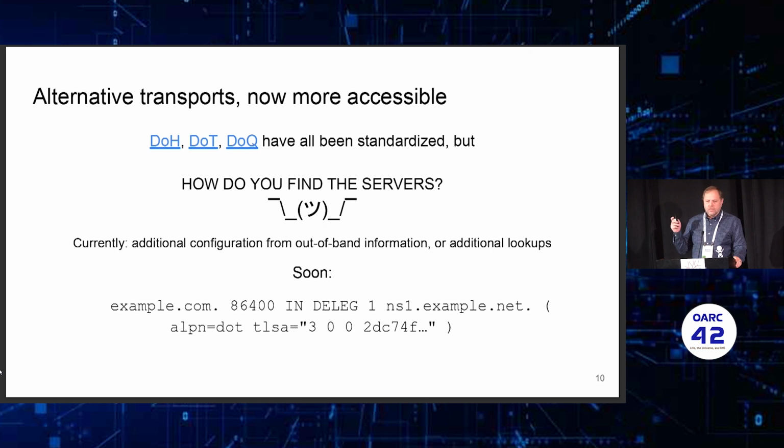But using essentially the service binding application layer protocol negotiation, is that the right expansion of ALPN? You can specify that, oh, well, for talking to this name server, I want you to use DNS over TLS. Oh, and here's the TLSA record you're going to need to be able to establish that connection.